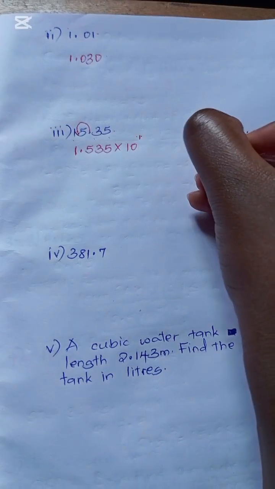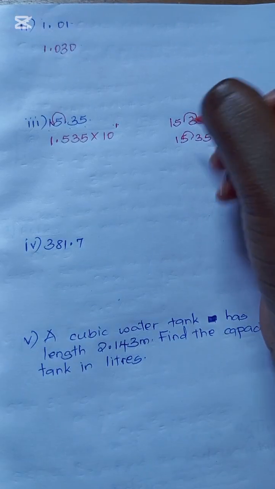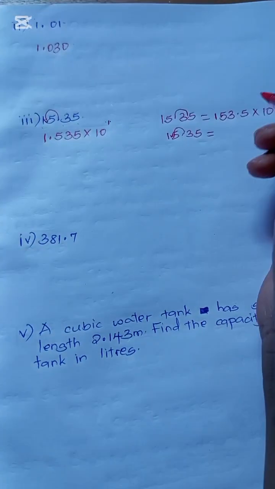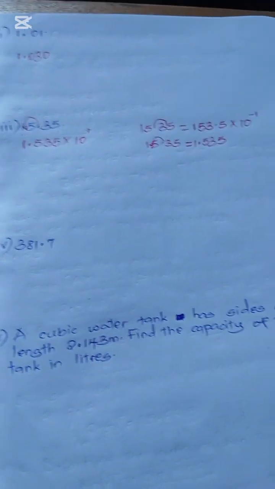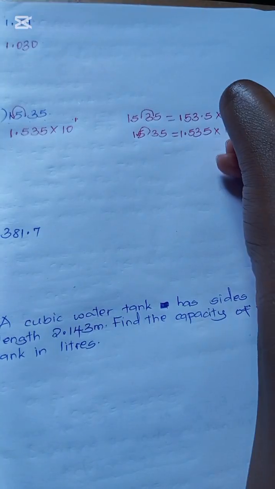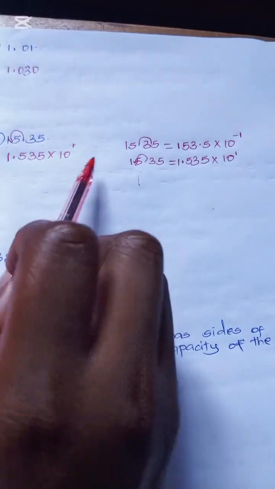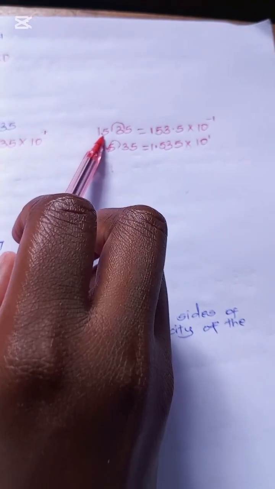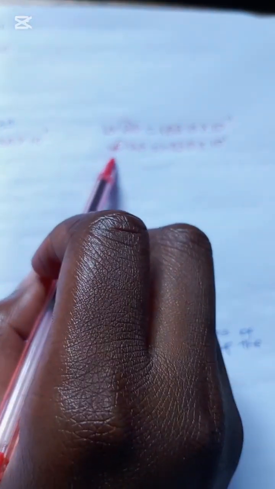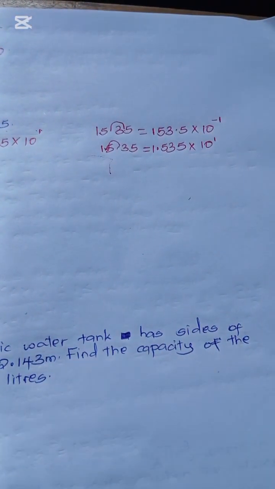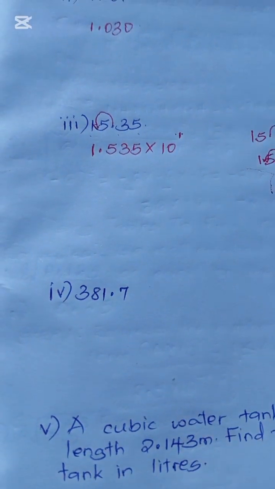And if you have 15.35, the decimal point moving to the left hand side will be having 1.535 multiplied by 10 power 1. So in standard form, if the decimal point is moving to the right hand side, it will be a negative. If it is moving towards the left hand side, it will be a positive.